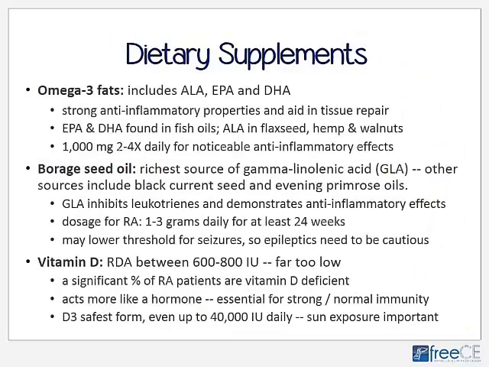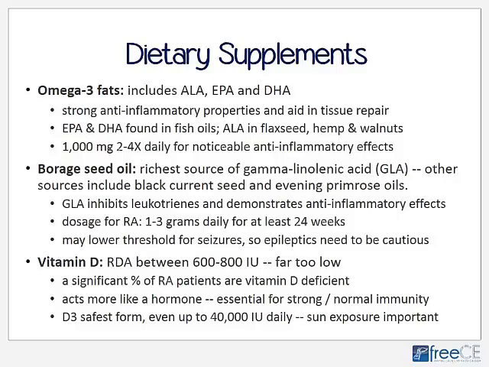Omega-3 fats include ALA, EPA, and DHA. They exhibit strong anti-inflammatory properties and they aid in tissue repair. EPA and DHA are found in fatty fish oils, whereas ALA is primarily in flaxseed, hemp, and walnuts. I would think about 1,000 milligrams 2 to 4 times daily is necessary for noticeable anti-inflammatory effects.